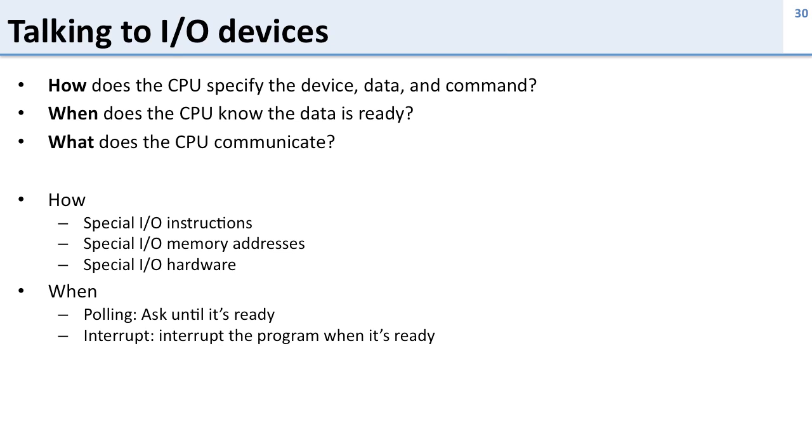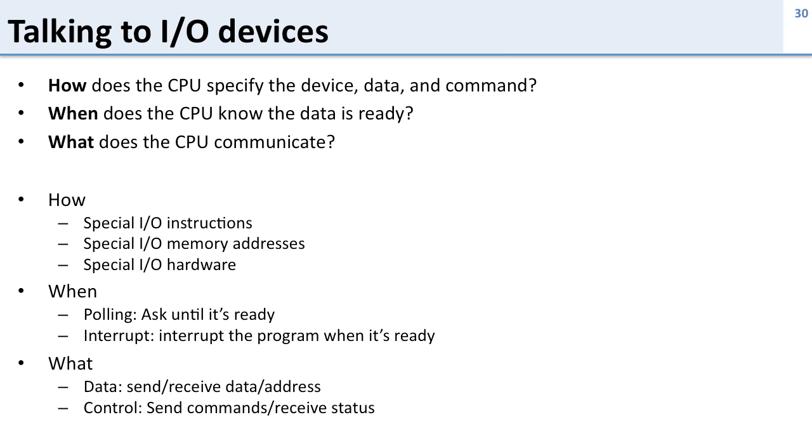When we ask the question, when does the CPU know the data is ready, we're going to talk about 2 ways. The first one is where the CPU can do polling. That is, it's going to ask over and over again until the data is ready. And the second one is an interrupt. In an interrupt, the hardware is going to stop the program when the data is ready and tell it the data is ready.